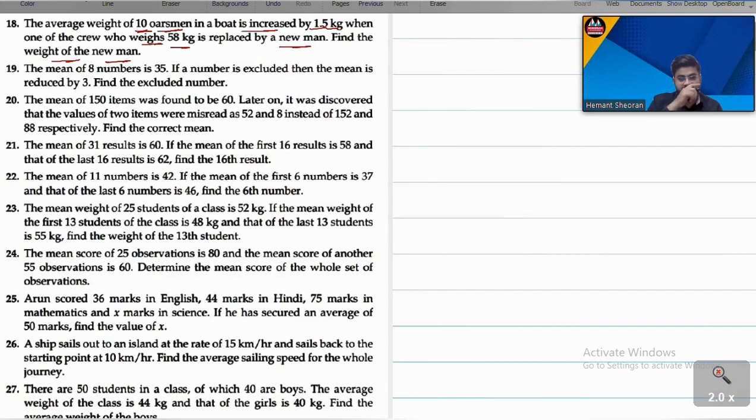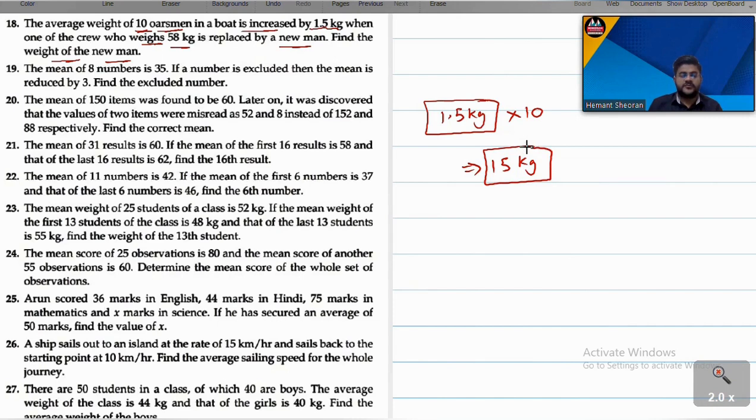they are saying it increased by this much. So we can say this 1.5 kg is given to each of the men in that boat. That's the only situation. So 1.5 kg times 10 we can do, and what will we get? 15 kg. So if you got the 15 kg, we can say this 15 kg is the extra weight that person has.